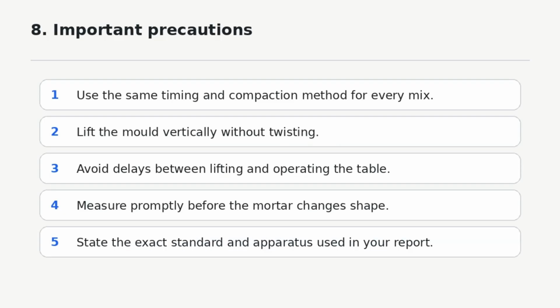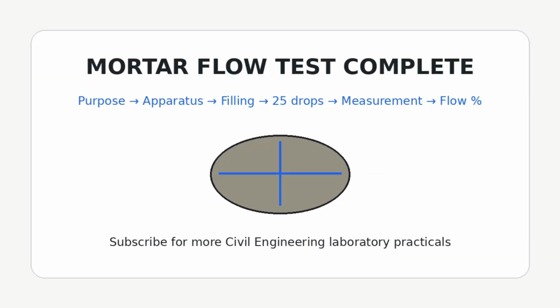For reliable results, lift the mold vertically, avoid delays, use the same compaction and timing for every mix, and take the measurements promptly. Always report the exact reading and apparatus used. That completes the mortar flow table test.